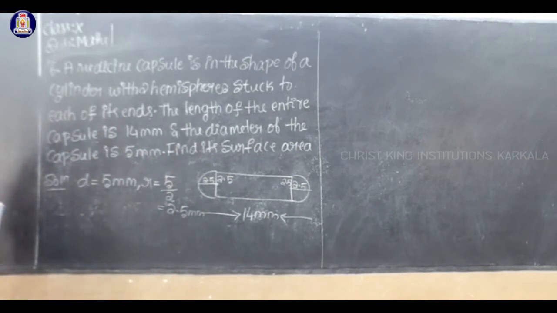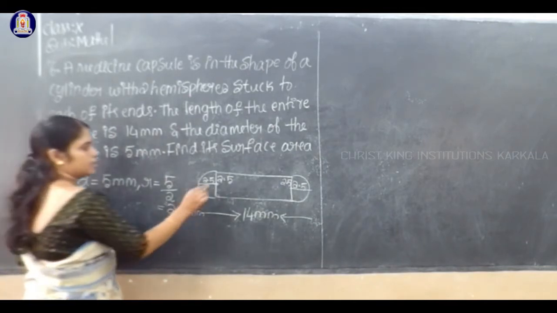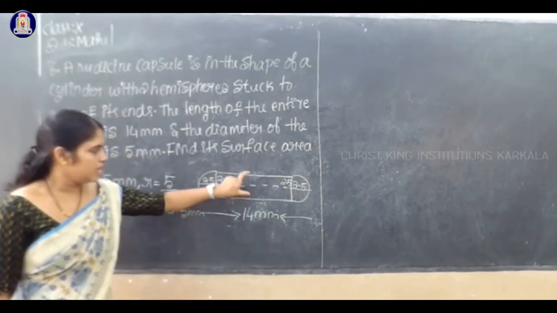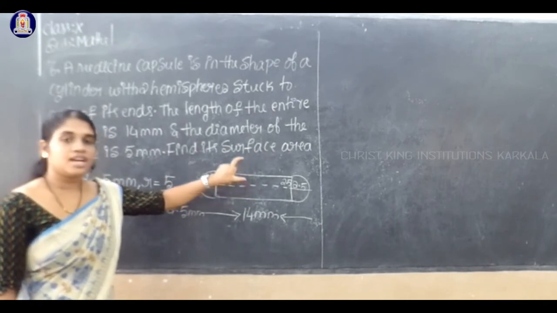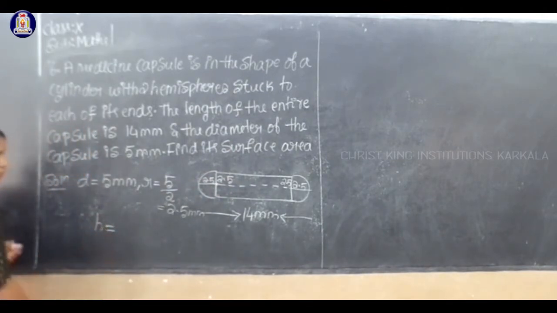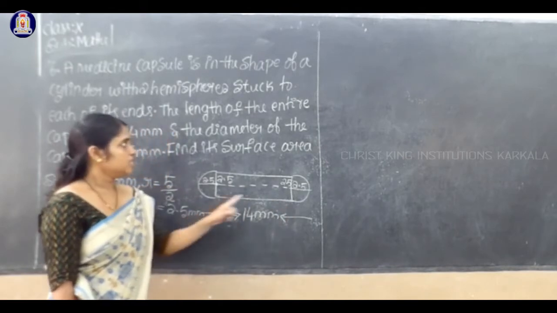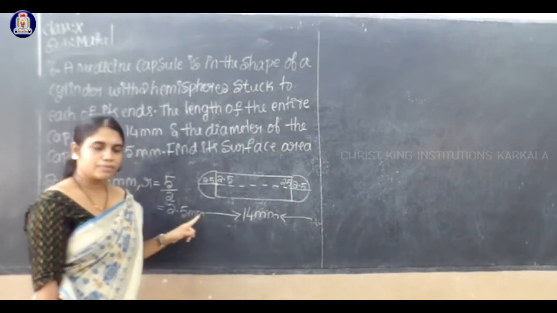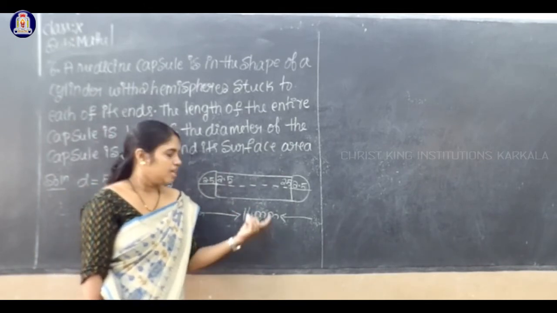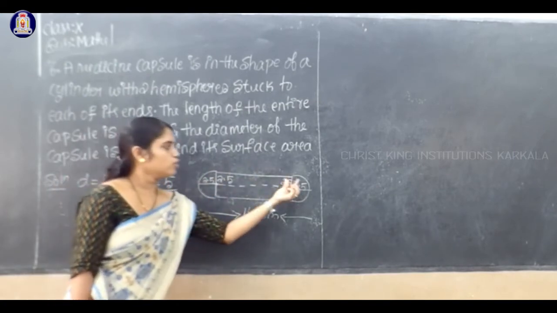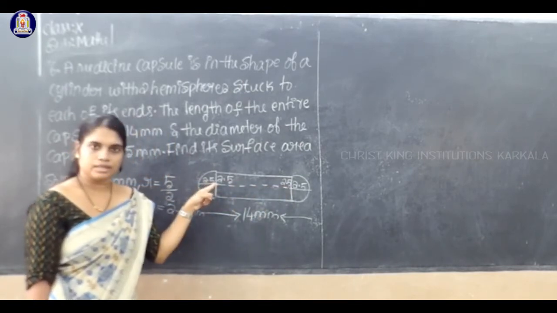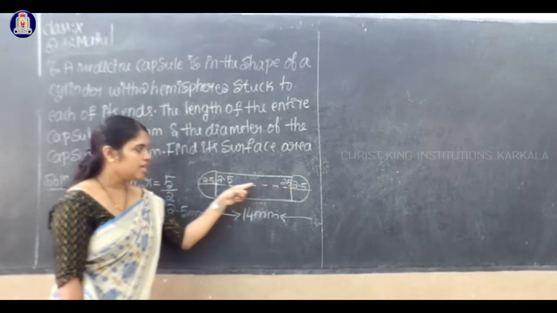Now, see, the middle portion is a cylinder. This is your cylinder. So first I will calculate the height of this cylinder, that means the h value. What's the length of this entire capsule? That is 14 millimeter. From this length, if I remove this 2.5 and 2.5, then the remaining portion will be the height of the cylinder.